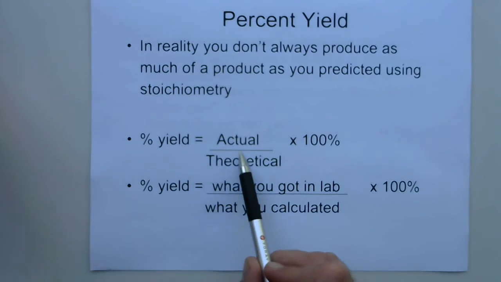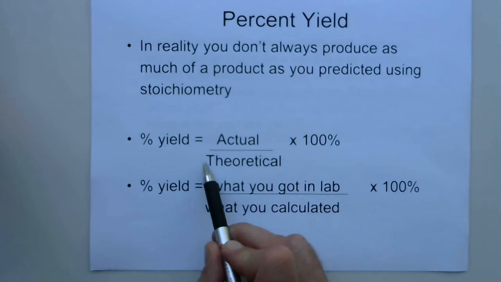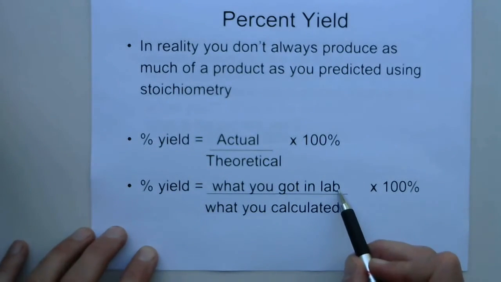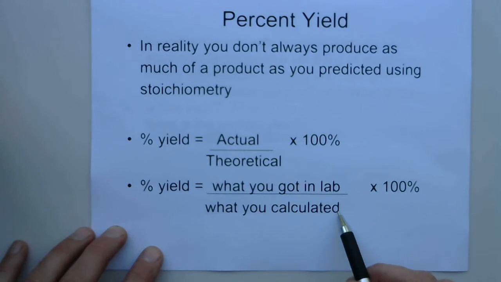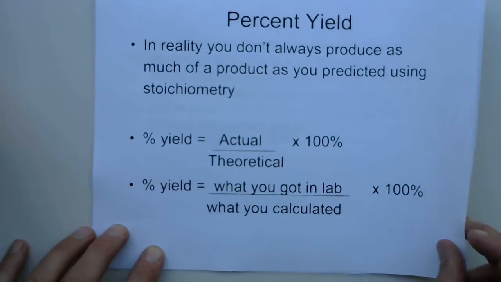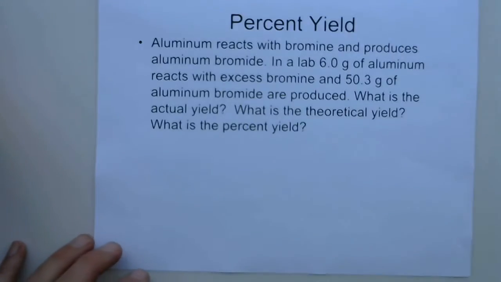It's pretty simple. You take the actual amount, so that was what you measured in the lab, and divide it by the theoretical, that's what you calculated it should be, and then multiply by 100 because it's a percentage, right? So it's what you got in the lab divided by what you calculated times 100, and that'll give you percent yield. It'll tell you how close the reaction was to the predicted calculated value.